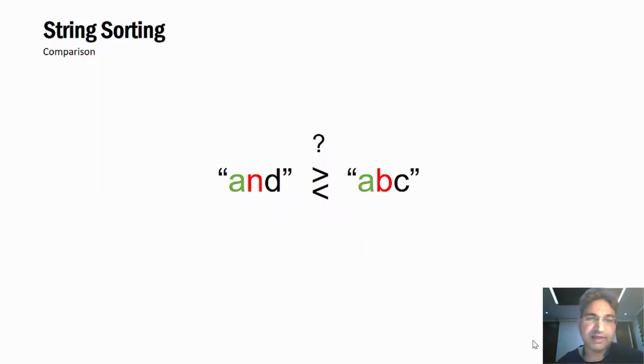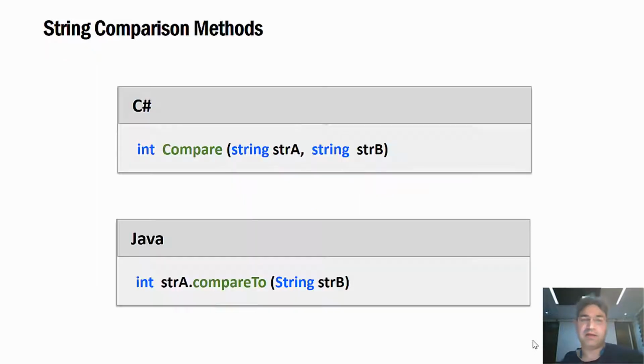So I have to move forward and I move to the second character. For the second one, I have got N and B. If I follow the alphabet, N comes after B. So in this case, N is greater than B. And I can say, oh, okay, so AN is bigger in general than ABC. Now that I have a comparison operator, I can run the same algorithm on the strings.